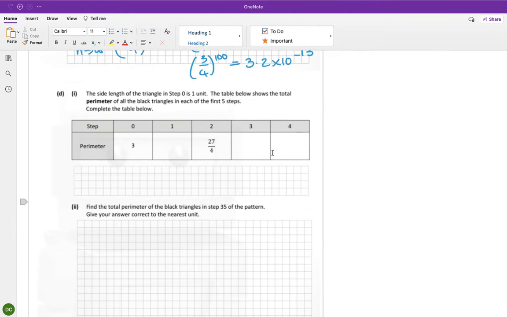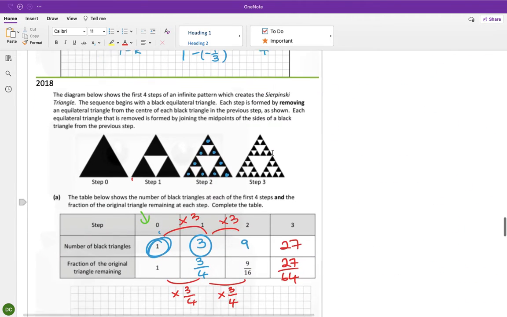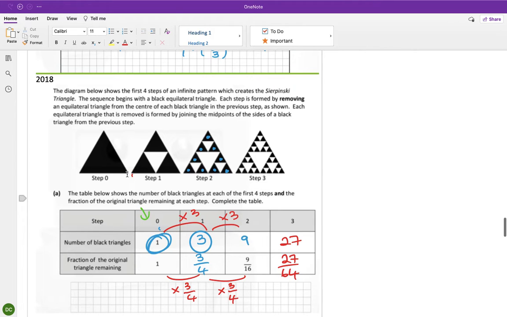Right, the side length of the triangle in step 0 is 1 unit. The table shows the total perimeter of all the black triangles in each of the first 5 steps. Okay, so the perimeter of the first one is going to be 1, 2, 3. Now the perimeter here, so this is going to be a half, right?